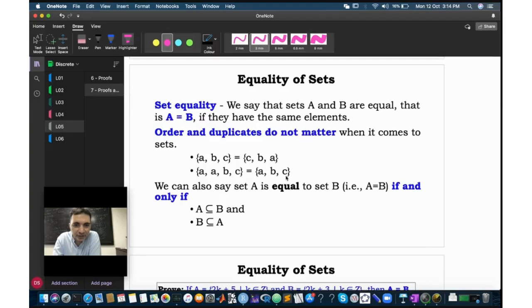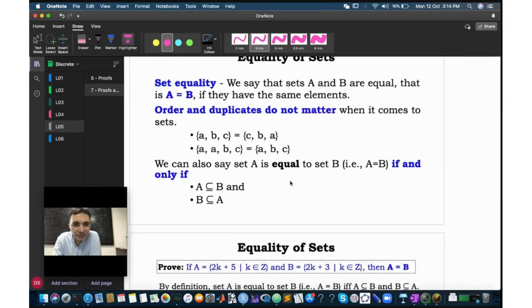We can also say that set A is equal to set B if and only if we have these two statements. That's actually one way to prove that two sets are equal. If you have to show that two sets are equal, and the elements are not laid out simply like ABC, where you can easily see that each element is in both, then the nice way to prove this equality between two sets is to prove two statements.